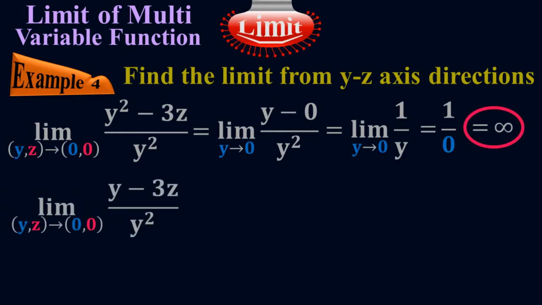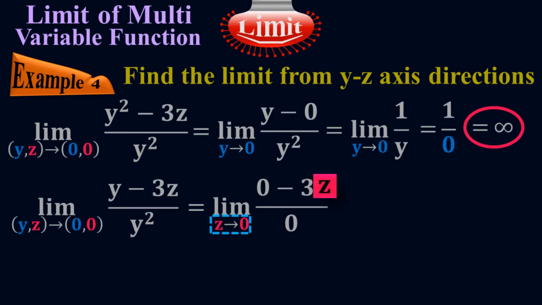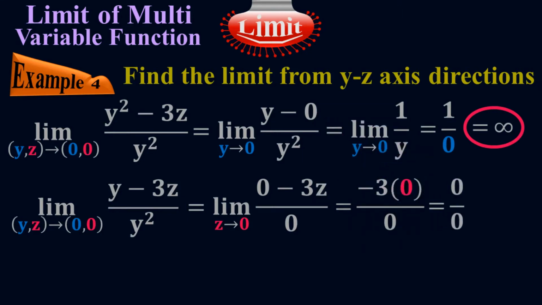For the other side limit, this time I'm going to approach only along z-axis. So I will have limit of 0 minus 3z over 0, where z approaches 0. I'm approaching only along z-axis this time. So I will calculate for the z. The rest of the y variables are automatically equal to 0. Z approaches 0 means that I'm going to plug in z equals 0 to become negative 3 times 0 over 0. Just plug in 0 for the z, which equals 0 over 0.